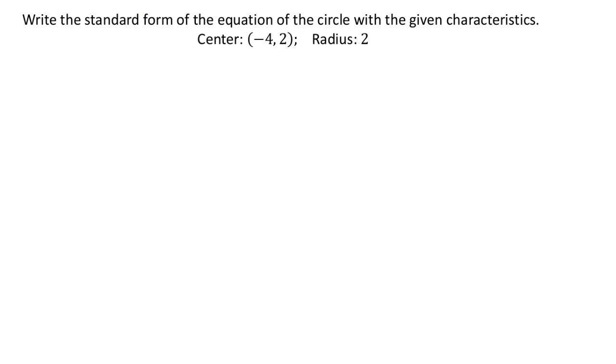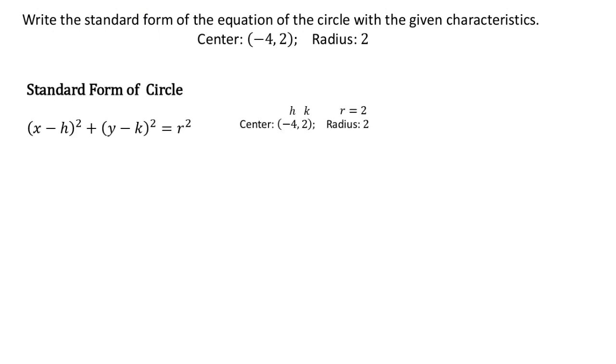Okay, so a recap: the equation for the standard form of a circle is given by (x minus h) squared plus (y minus k) squared is equal to r squared, where h and k indicate our center and r refers to the radius. So here in our case, our center is at (-4, 2), so that means h is -4 and k is a positive 2. Our radius is going to be 2.